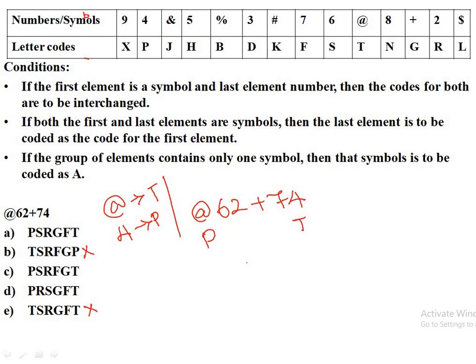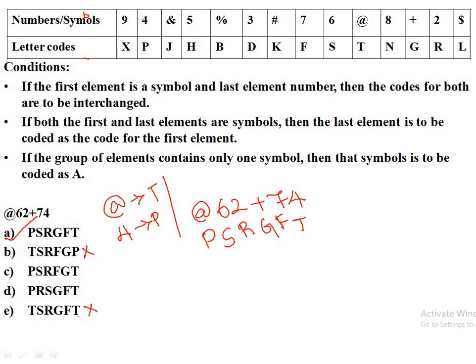So, let's see. What does 6 mean? 6 means S. What does 2 mean? Well, 2 means R. What does plus mean? Plus means it is G. What does 7 mean? It is F. So, which is the answer? So, it is P, S, R, G, F, T. Yes, first one is the correct one.